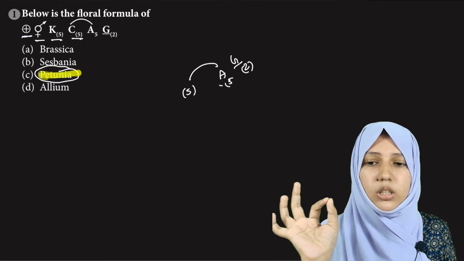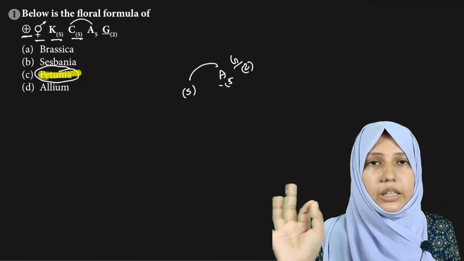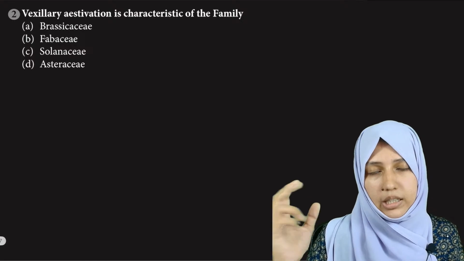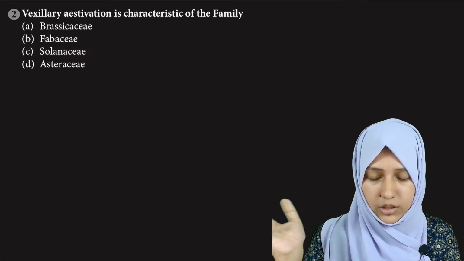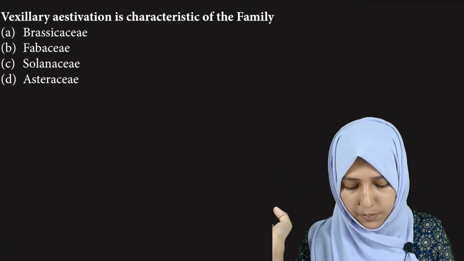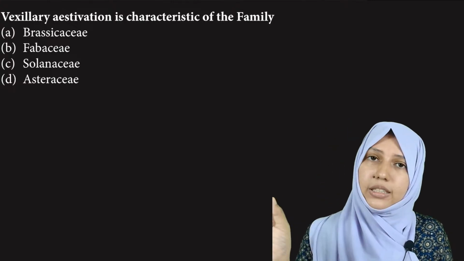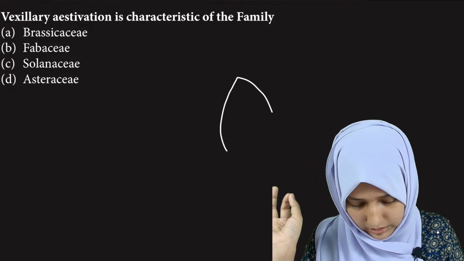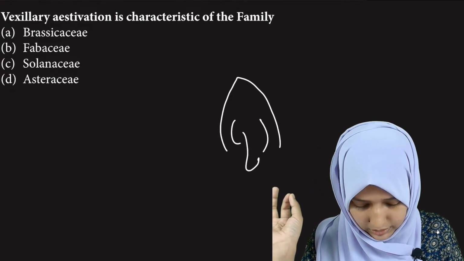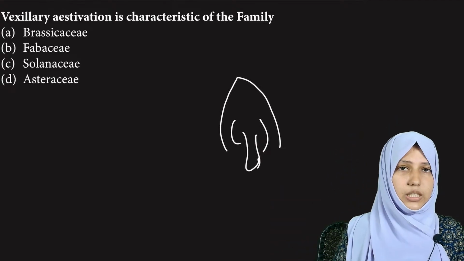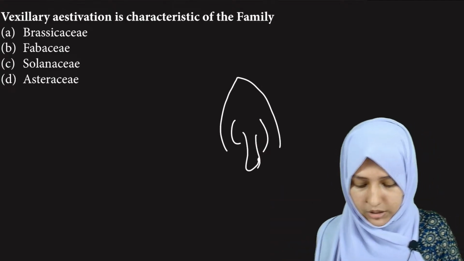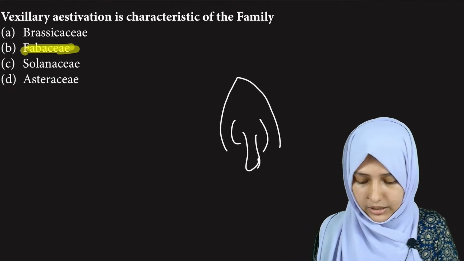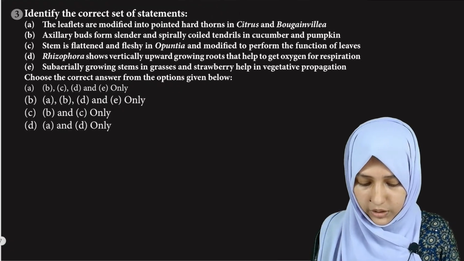In this type of question, you just have to remember the floral diagrams. All these floral diagrams you have to remember, so you can solve these types of questions. Okay, the characteristic of vexillary aestivation is present, and what do you mean by vexillary aestivation? This is vexillary aestivation. This we have discussed many times. This is present in Fabaceae. So Fabaceae, option B is the right answer. Clear? Going to the next question.